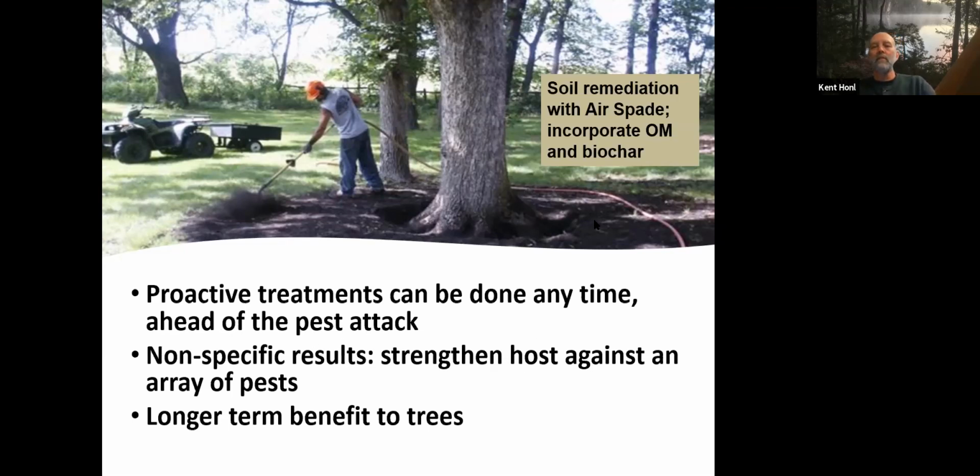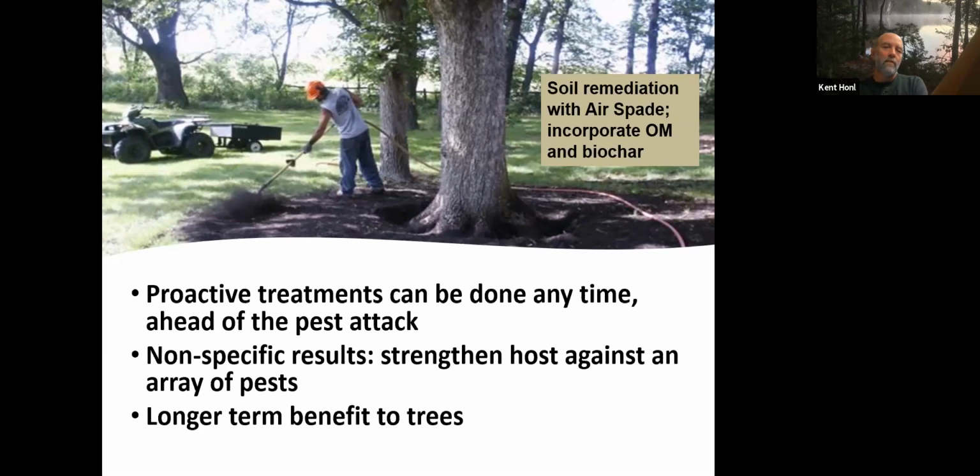So things like the soil remediation with the air spade, you can incorporate organic matter and biochar. If you've looked at any of the work of Glyn Percival in England, he points to biochar and willow mulch and other things like soil amendments as producing acquired response in trees that increase vigor and resistance against pest attack. He's seen reduction in foliar fungus 40 to 60% in some cases with no use of fungicides at all.